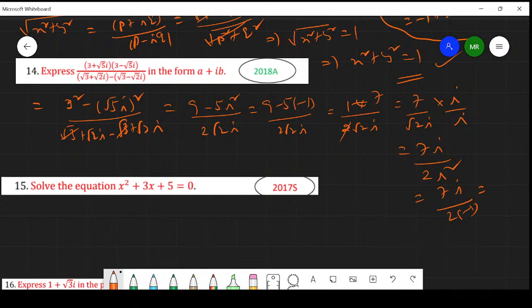So finally you'll get the answer here. This will come minus 7, so you will get i into minus 7 by 2. So finally I can write this as 0 plus i into minus 7 by 2. No real part, only the imaginary part is there. So that is the required answer. I hope you understood this.